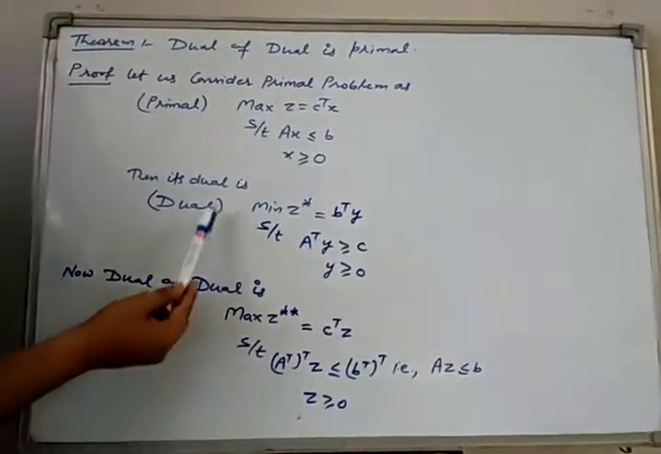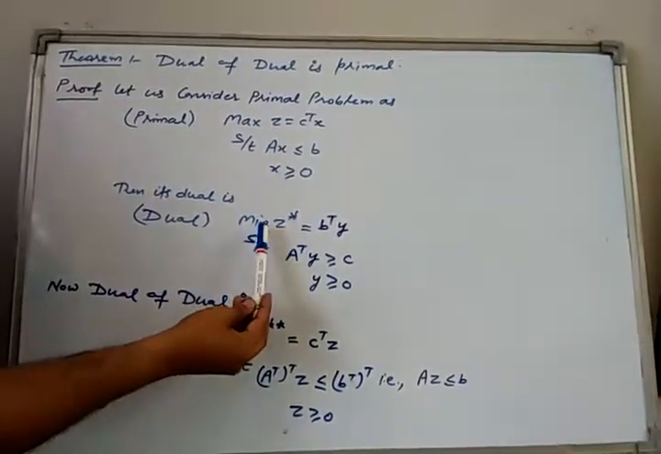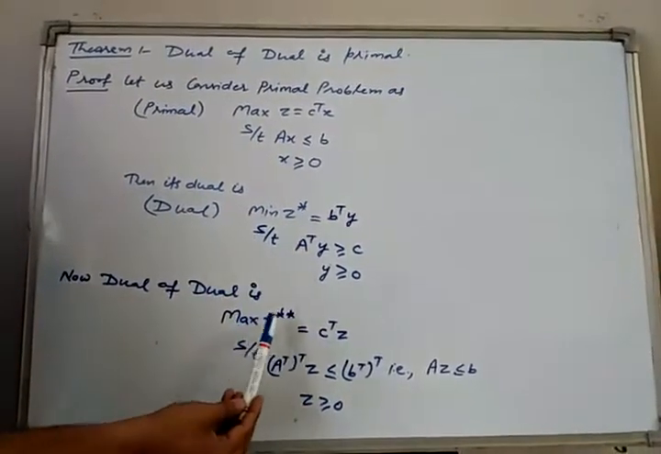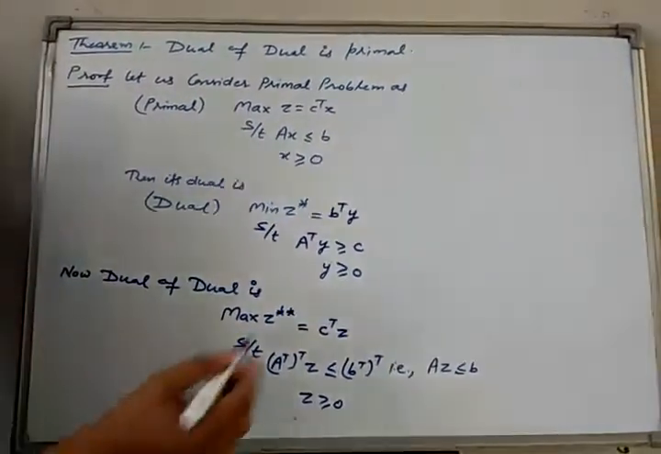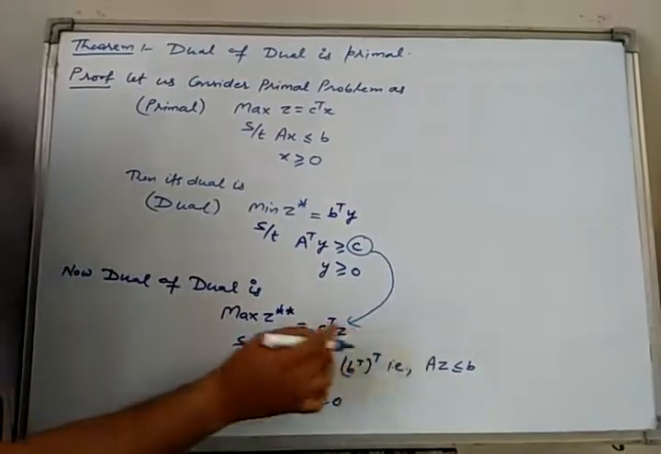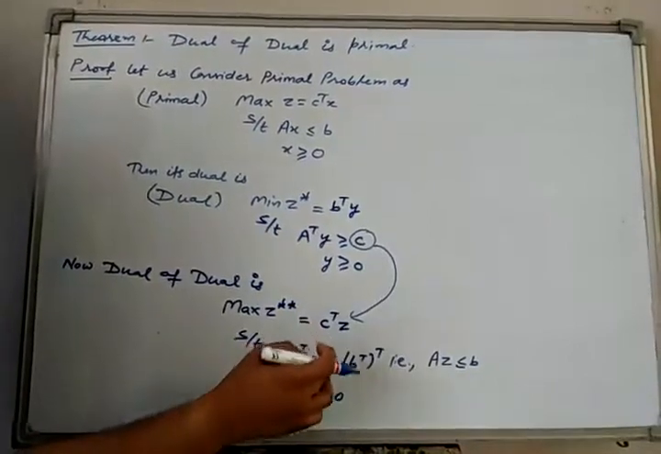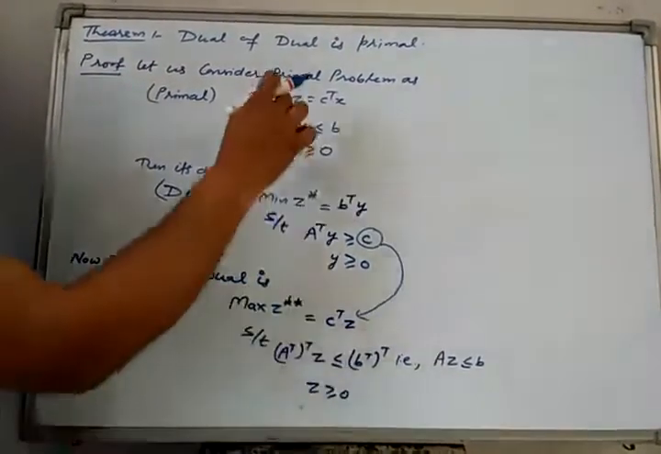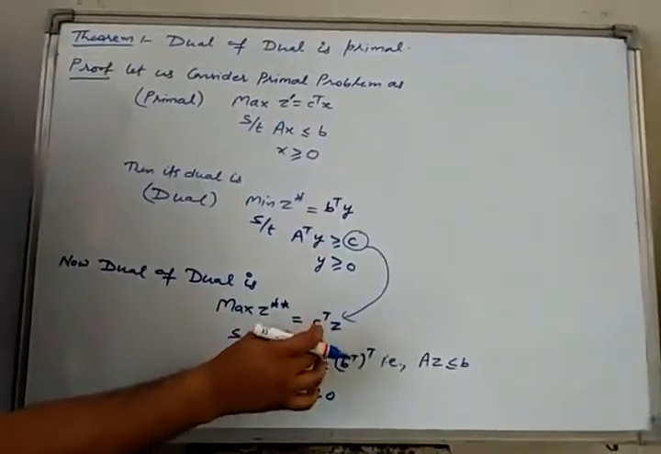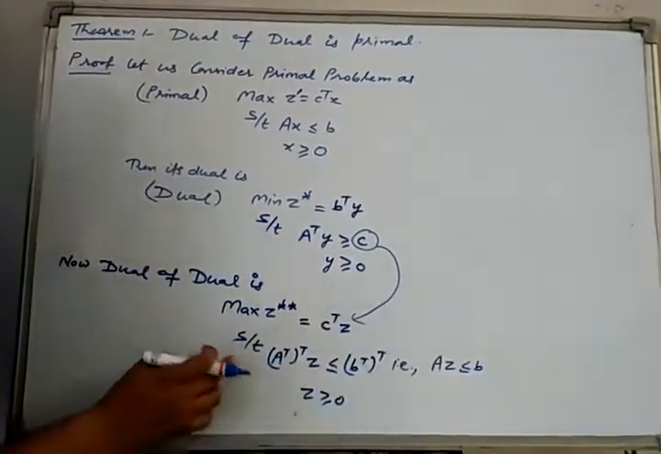Now I will take its dual again, that is, the dual of the dual. As this is a minimization problem, its dual is a maximization problem. Therefore it becomes maximize the objective function. Now the same thing: its right hand side becomes the cost coefficient of the new problem. Therefore it becomes c transpose. Since we have already used z here, say this is z dash, we take z now as the dual variable. This becomes c transpose z subject to the conditions.